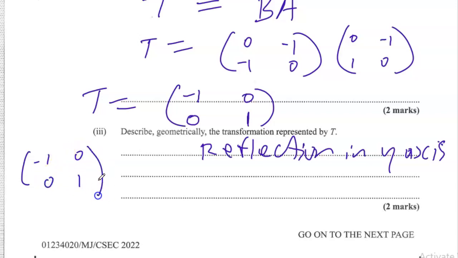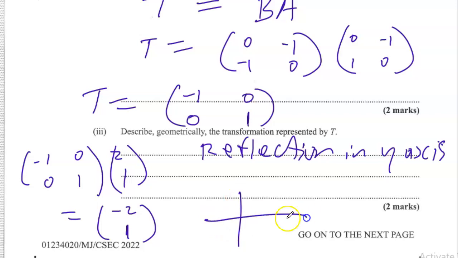And see what happens. If I multiply T by 2, 1, you'll end up with negative 1, 0 times 2, 1, that's negative 2, and 0, 1 times 2, 1, that's 1. Notice when you apply the matrix to 2, 1, what happened? The x coordinate changes its sign, which would mean that's a y-axis reflection. If you look at the graph there, 2, 1 will be this point here. When the transformation is applied, you end up with the point negative 2, 1. So notice here that the y-axis is like a mirror line. So it is a y-axis reflection.